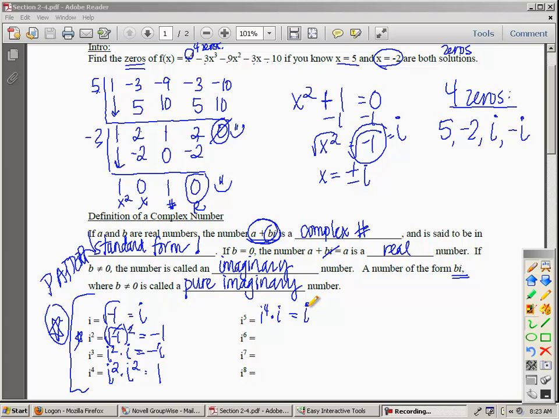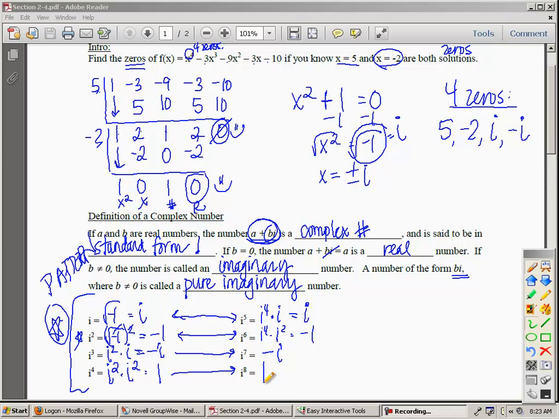And i to the 6th is like an i to the 4th and an i squared. i to the 4th is 1. i squared is -1, so you get -1. And you'll start to see how these connect. Take a guess on what the next one will do. This will be a -i. And the last one will end up being 1.